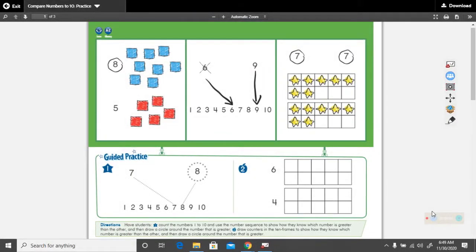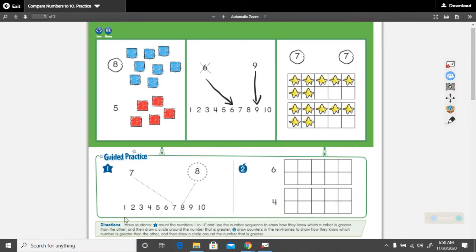This is the beginning of our practice pages. Now we're going to do number 1. Even though it's kind of dotted the answers for us, we're still doing it for practice. So we need to count the numbers 1 to 10 that they have written for us, and we need to use that number sequence to show how we know which number is greater than the other.